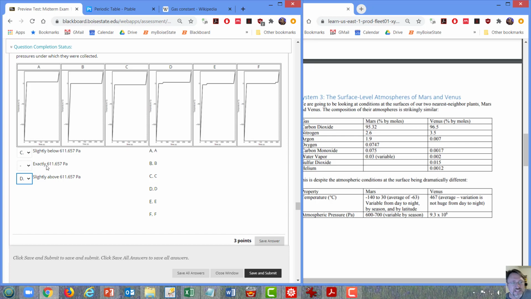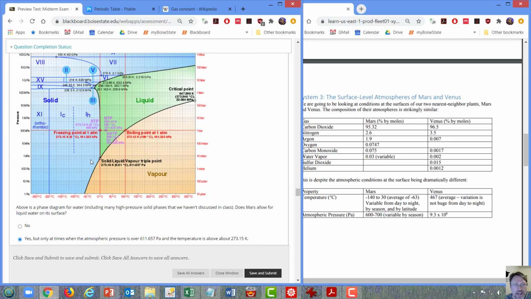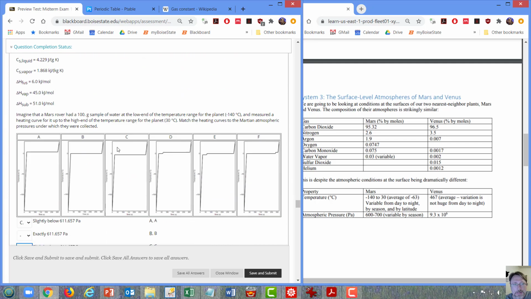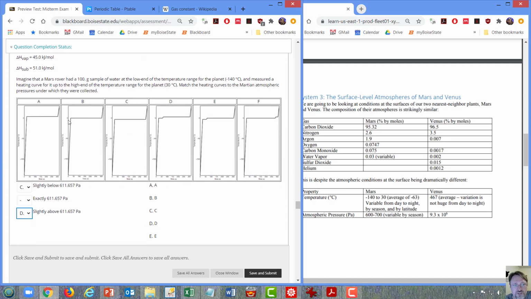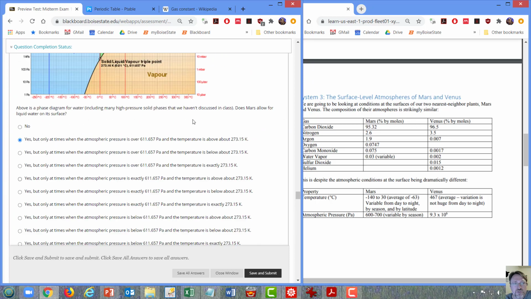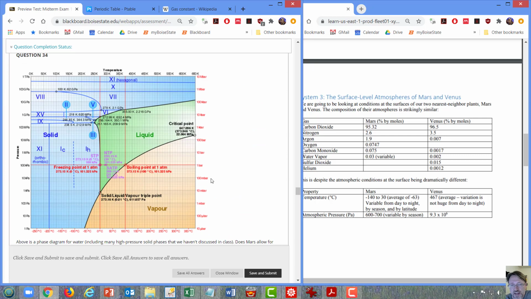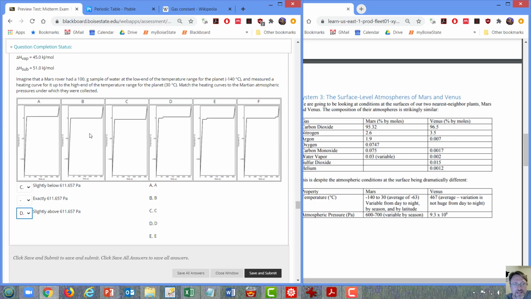Now, what happens exactly at this point? Well, if we look at the phase diagram right at that point, we're going to get there, something's going to happen, and then we're going to leave as vapor. Okay? So we're going to reach 0 degrees. So this one and this one are the only possibilities. We've already done D. This one has another phase transition happening at a higher temperature. There is no second higher temperature phase transition happening. So the only possibility now is B.